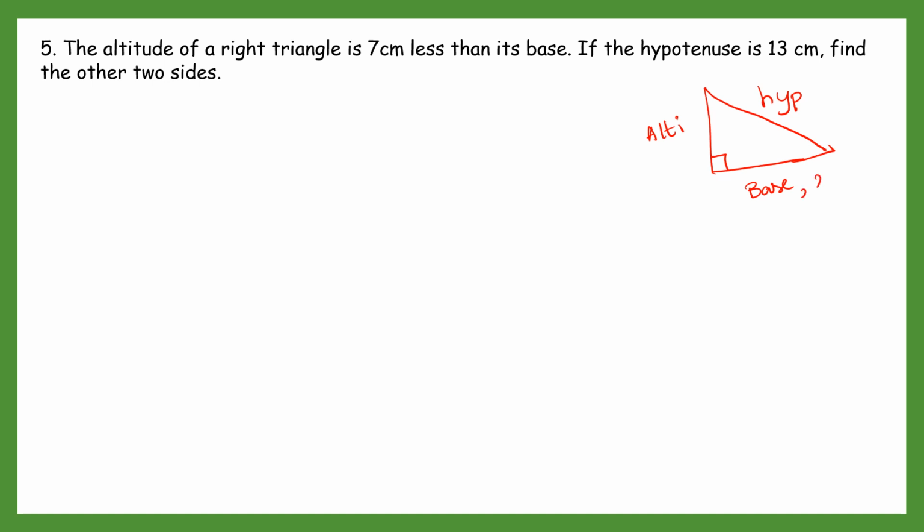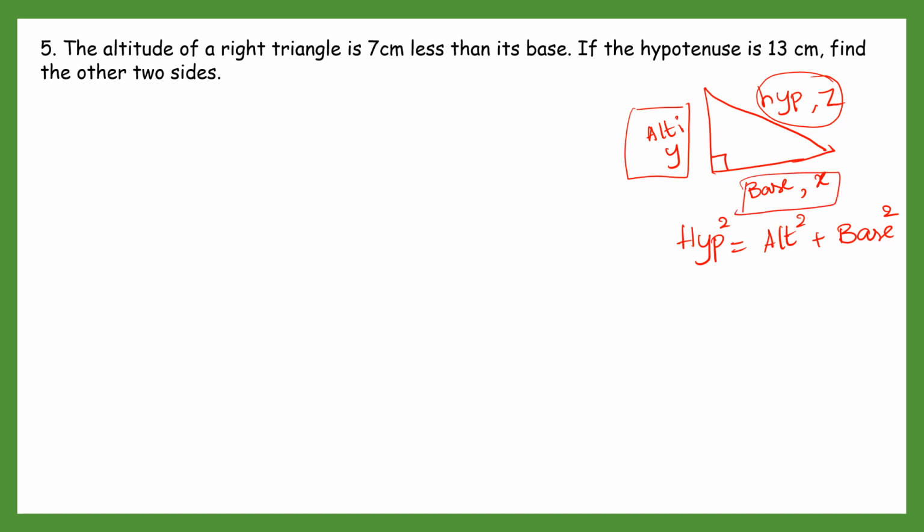If the base is x, the altitude is y, and the hypotenuse is z, we know the Pythagoras theorem: hypotenuse square is equal to opposite side square, that is altitude square, plus adjacent side square, that is base square. This is what the Pythagoras theorem is. So you can write z square is equal to y square plus x square. Based on this, we will solve this problem.